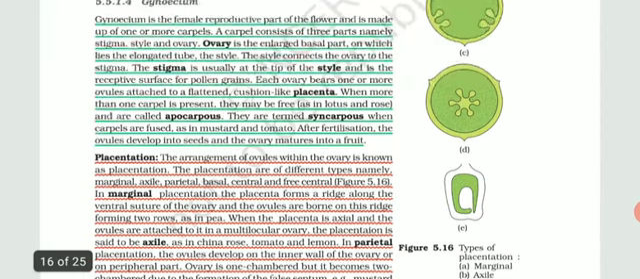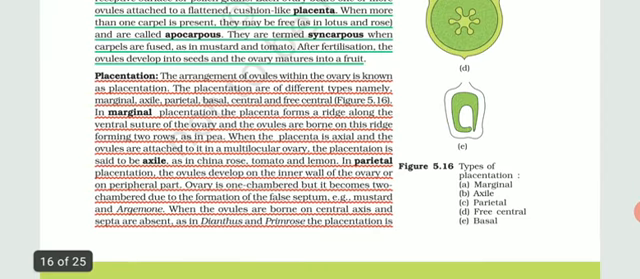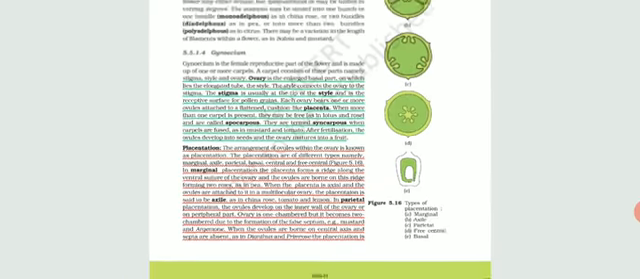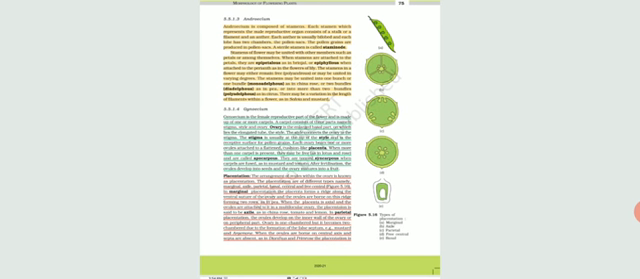Now let's talk about placentation. How placenta is arranged in different fruits, how within the ovary the arrangement of ovules is there, that is called placentation. This figure 5.16 is very important. In your book there are a total of 5 kinds of placentations shown. Number 1, marginal placentation. You can see all the seeds are present on one margin only.